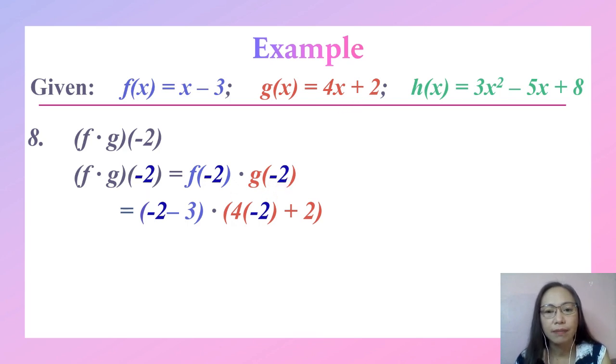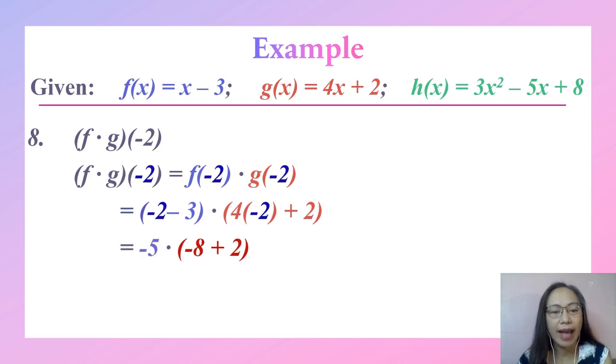For 4x plus 2, we replace x with negative 2, so we have 4 times negative 2, and then we bring down 2. Applying the operations, we have negative 2 minus 3, we have negative 5. And then for the second one, 4 times negative 2, we have negative 8. And then we bring down 2. Simplifying this part, negative 8 plus 2 gives you negative 6. And we bring the negative 5 here.